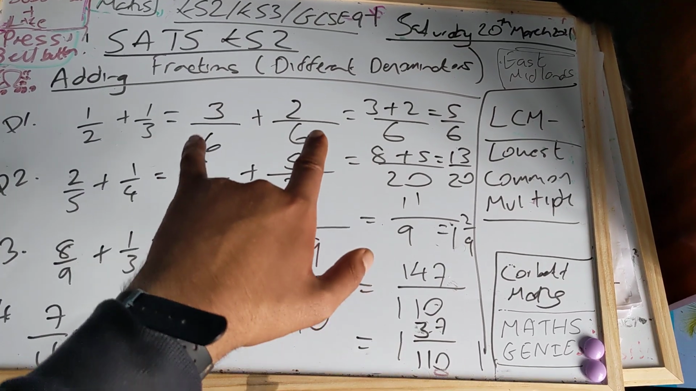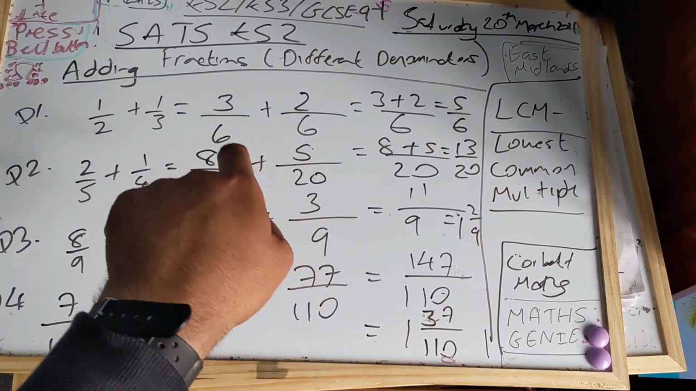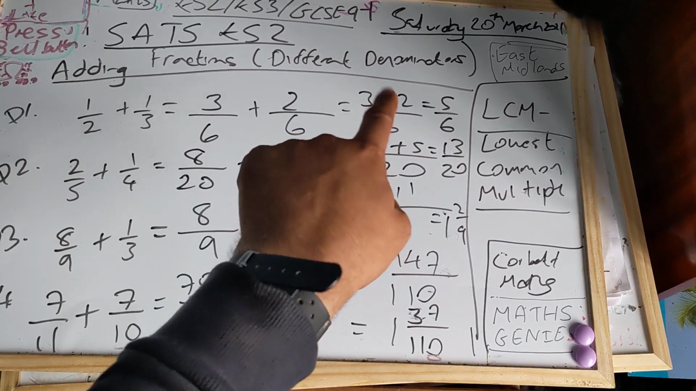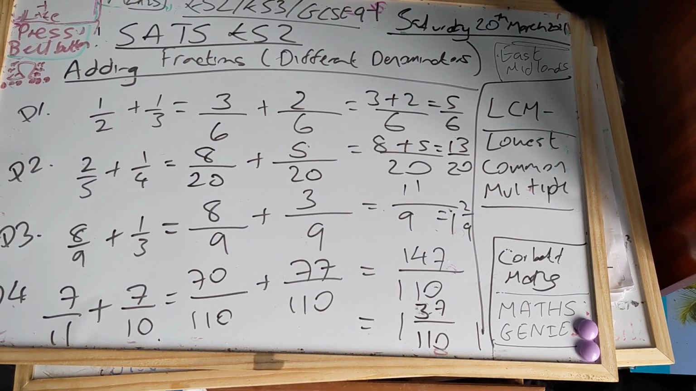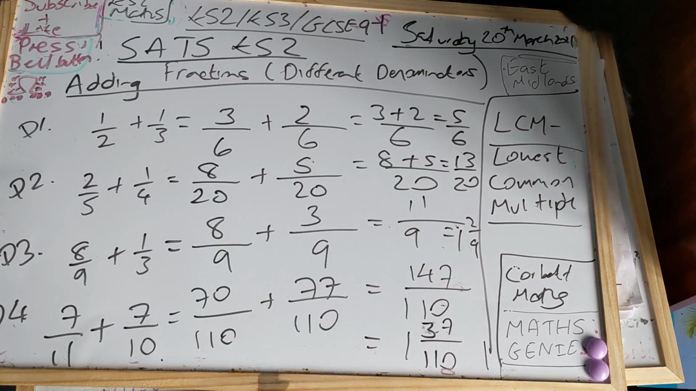Now once they are both the same on the bottom, then it's the same as part 1 of my video. So same denominators, I'm going to just add the numerators together. So 3 plus 2 over 6 equals 5 over 6. Okay, so that is question 1 done, guys.